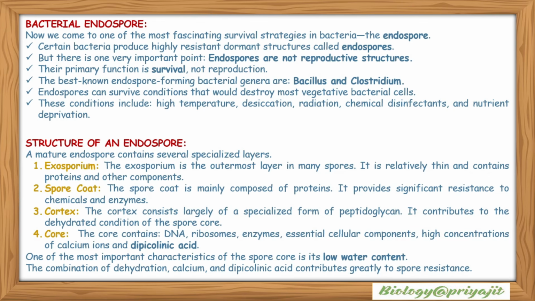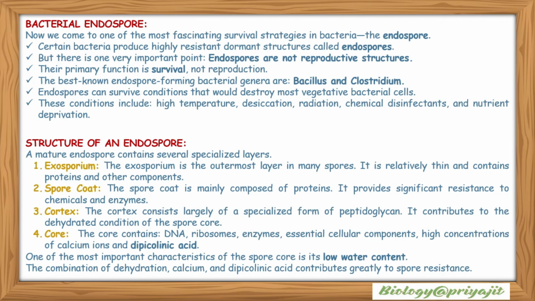Bacterial endospore. Certain bacteria produce highly resistant dormant structures called endospores. Endospores are not reproductive structures. Their primary function is survival, not reproduction. The best known endospore-forming bacterial genera are Bacillus and Clostridium. They can survive conditions that would destroy most vegetative bacterial cells. These conditions include high temperature, desiccation, radiation, chemical disinfectants and nutrient deprivation.